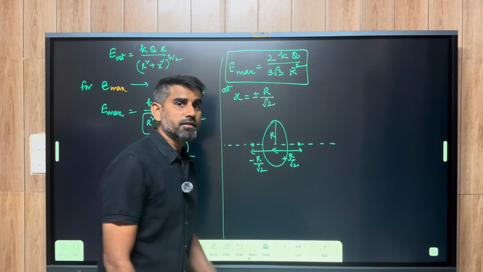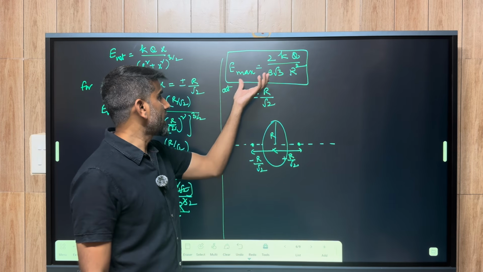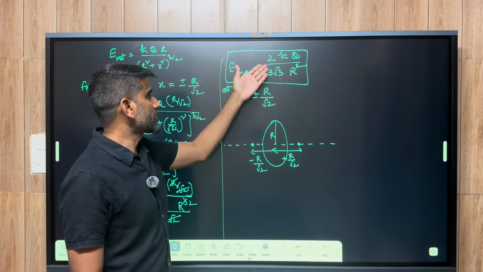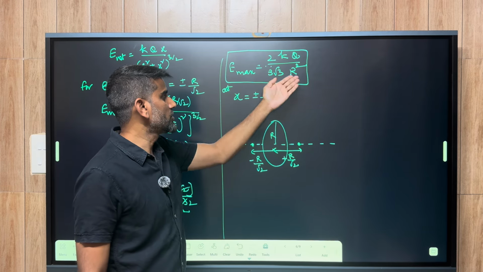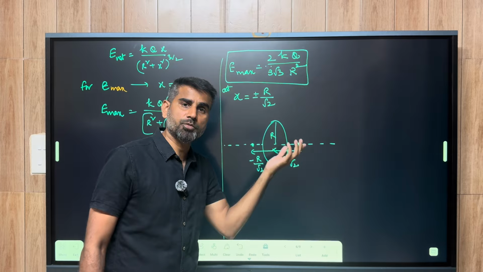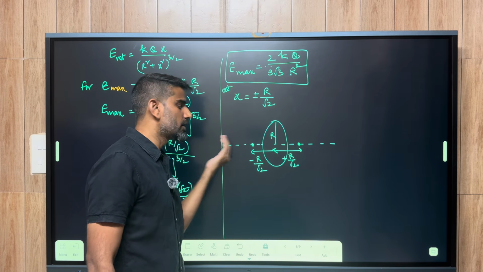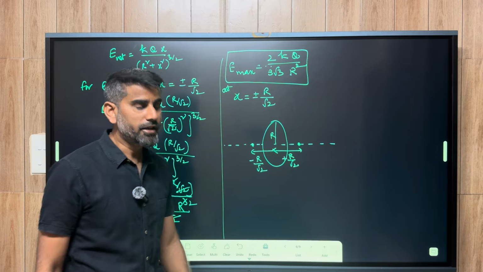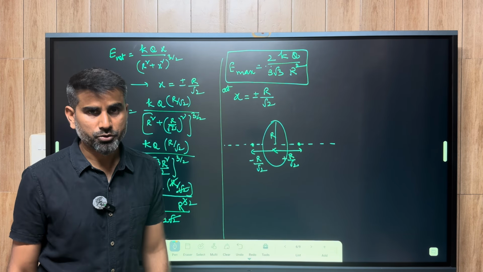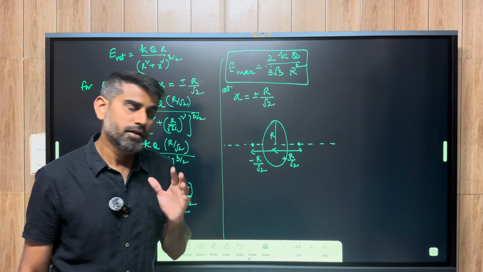On both sides of the ring there is a possibility of a maximum electric field. That maximum electric field is 2kq by 3 root 3 r square. If we are measuring the electric field along positive x, it has to be taken as positive. If we are measuring the electric field in the negative x direction, it has to be taken as negative at the same distance, r by root 2, minus r by root 2, right?